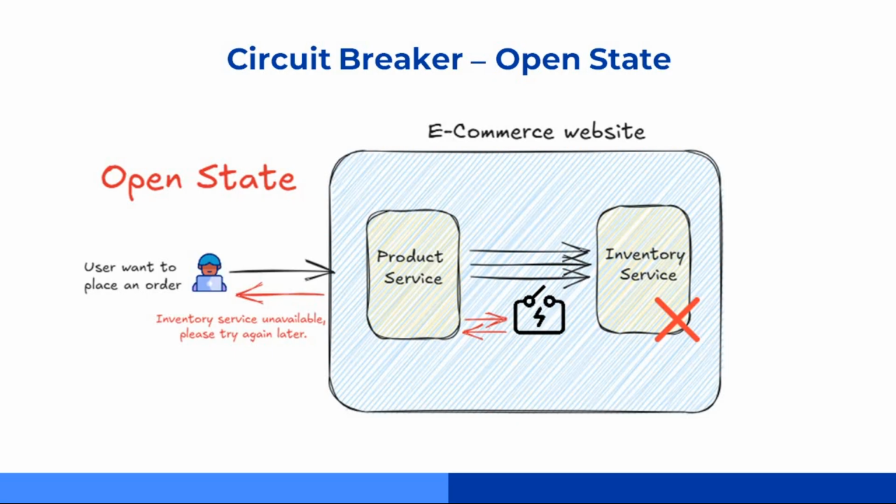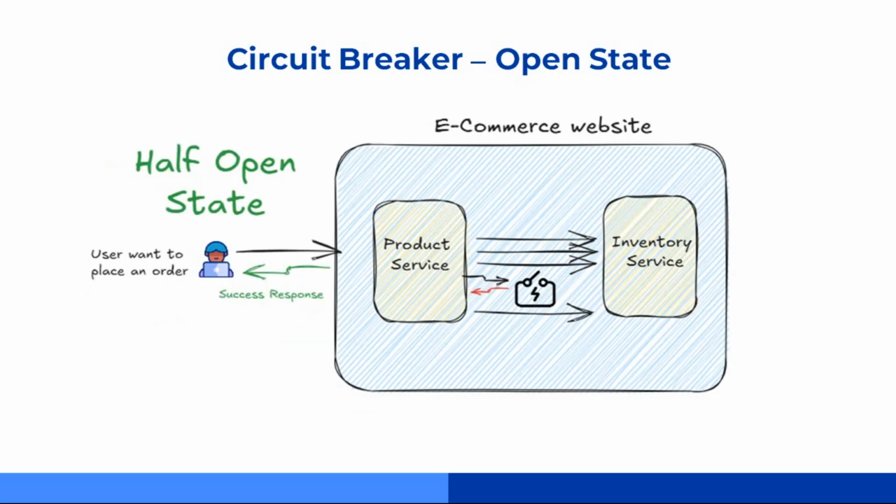Next is open state. This happens when failures are too many. For example, inventory crashes, product service calls keep failing, and once failure count crosses threshold, say 5 consecutive errors, the breaker trips. Now instead of calling inventory, product service immediately returns fallback like inventory service unavailable, please try again later. No requests go to inventory, protecting it from overload. Simple and effective.